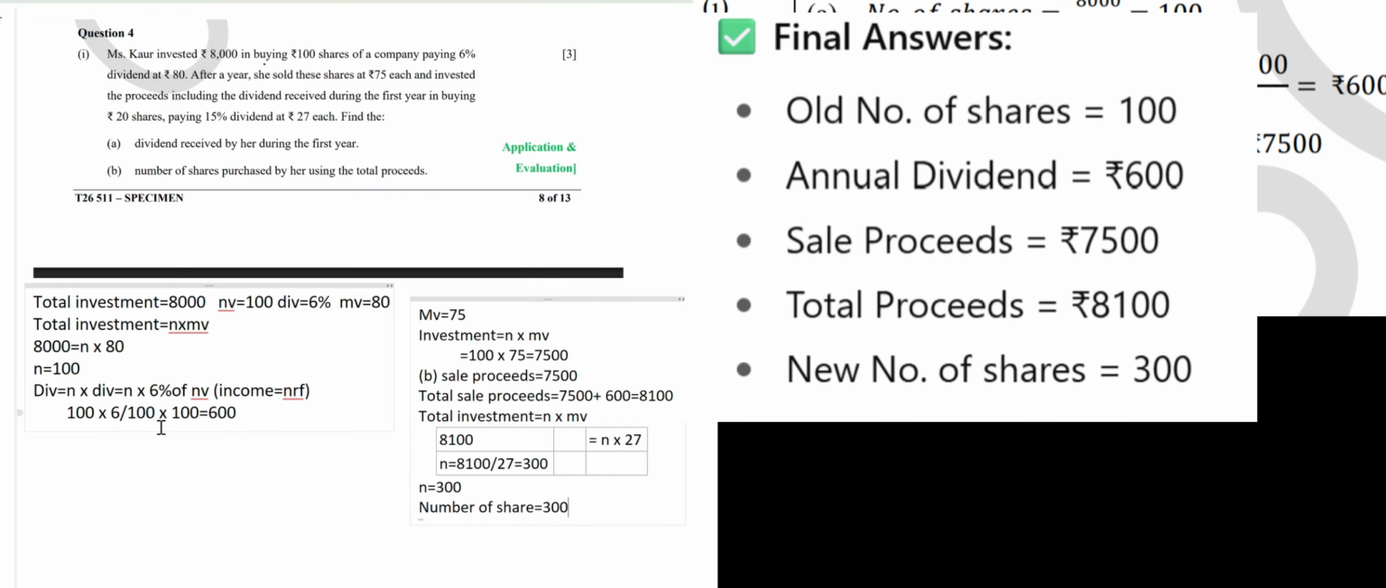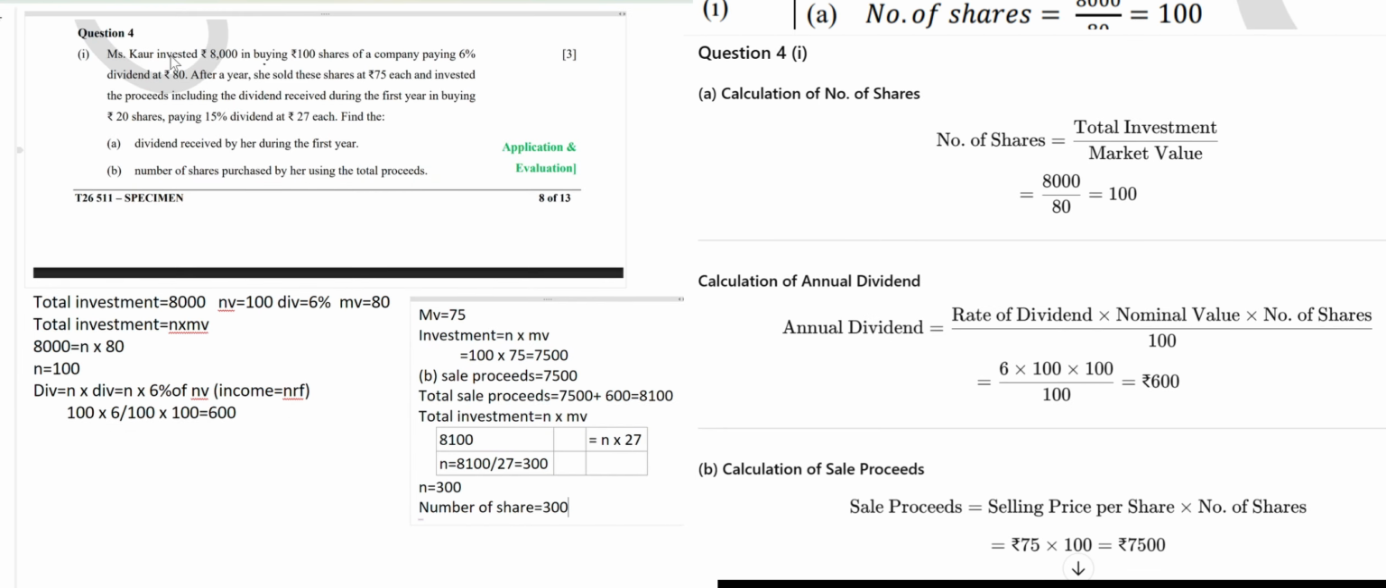So this is the first question: total investment is given 8000, NP given 100, dividend given 6%, MP given 80. We have to find the dividend received by her during the first year. Dividend formula is number of shares into dividend, that is N into dividend. N is the number of shares, and we have to find it.